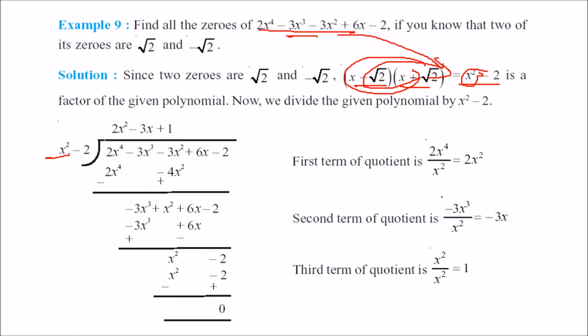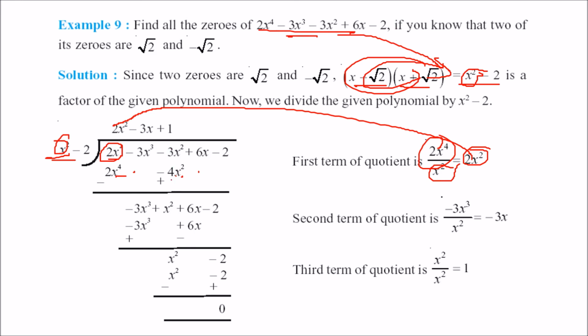X square minus 2 needs to divide this one. So what you have to do, take this 2x to the power 4 divided by x square. You get 2x square. Place it here. Multiply 2x square by the whole of this, keep it here. And you have to keep the values which have equal power. You cannot write 4x square here or here. You have to place it exactly with respect to the powers.